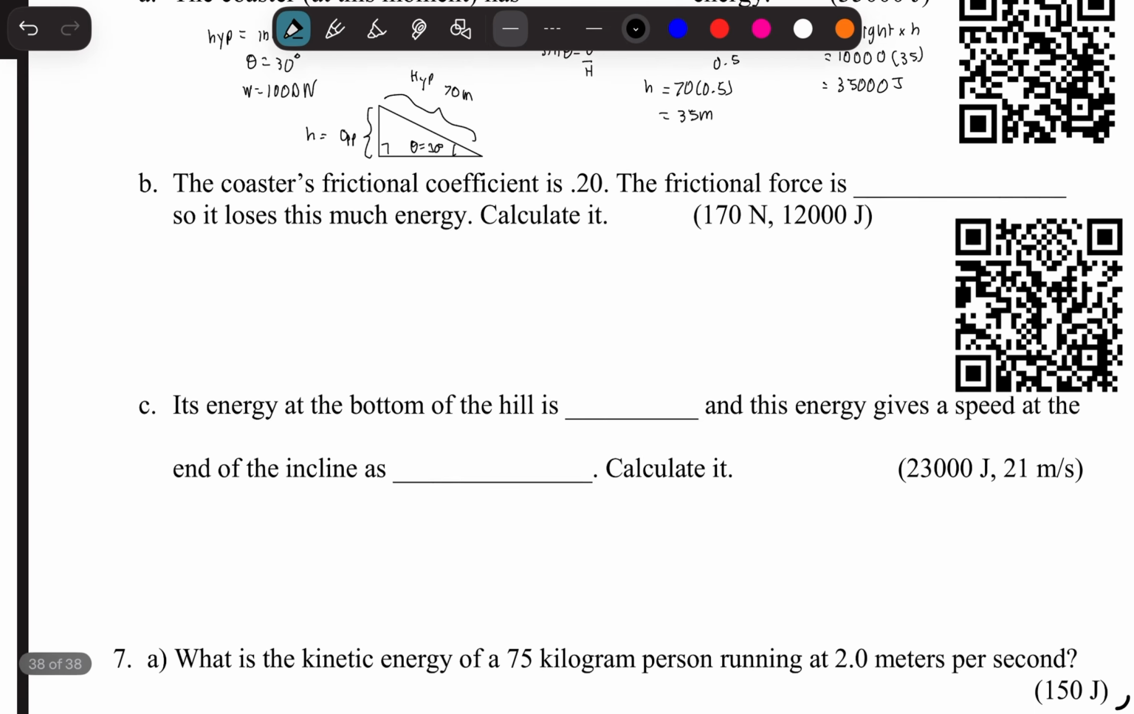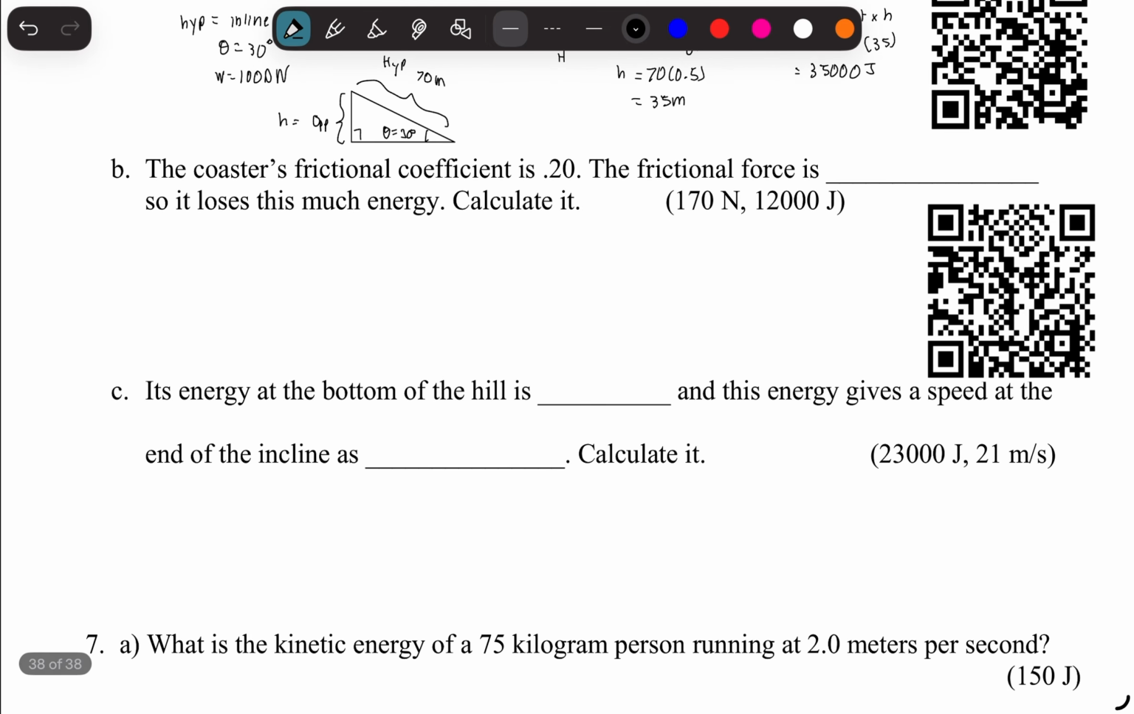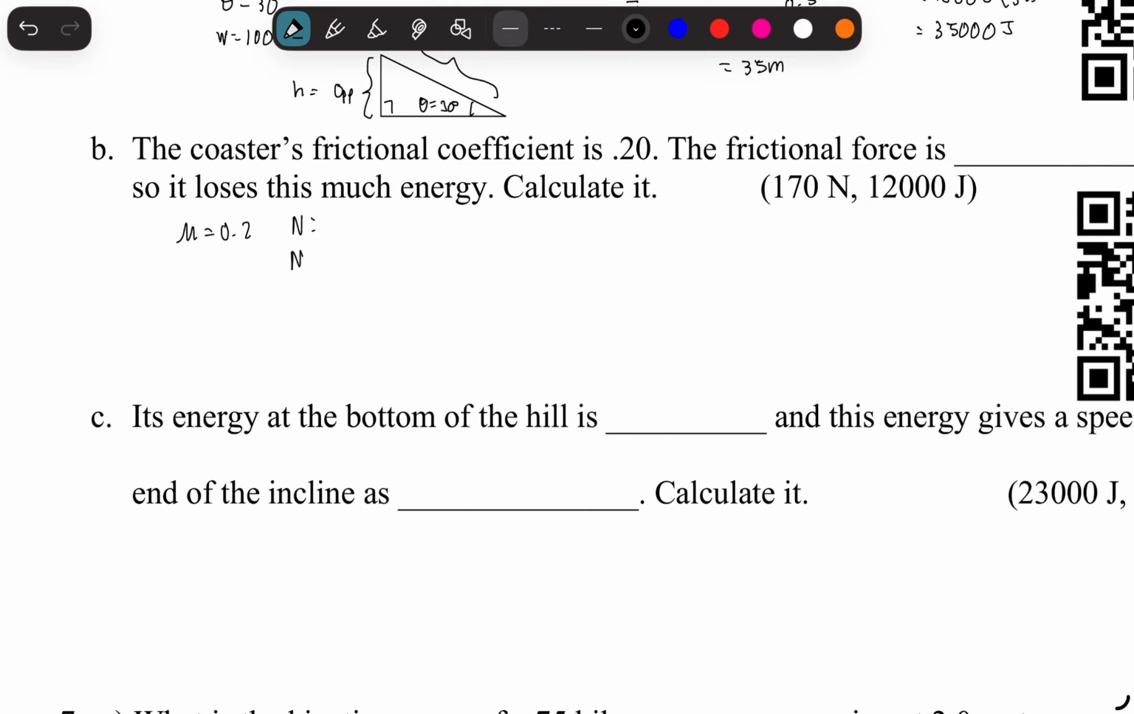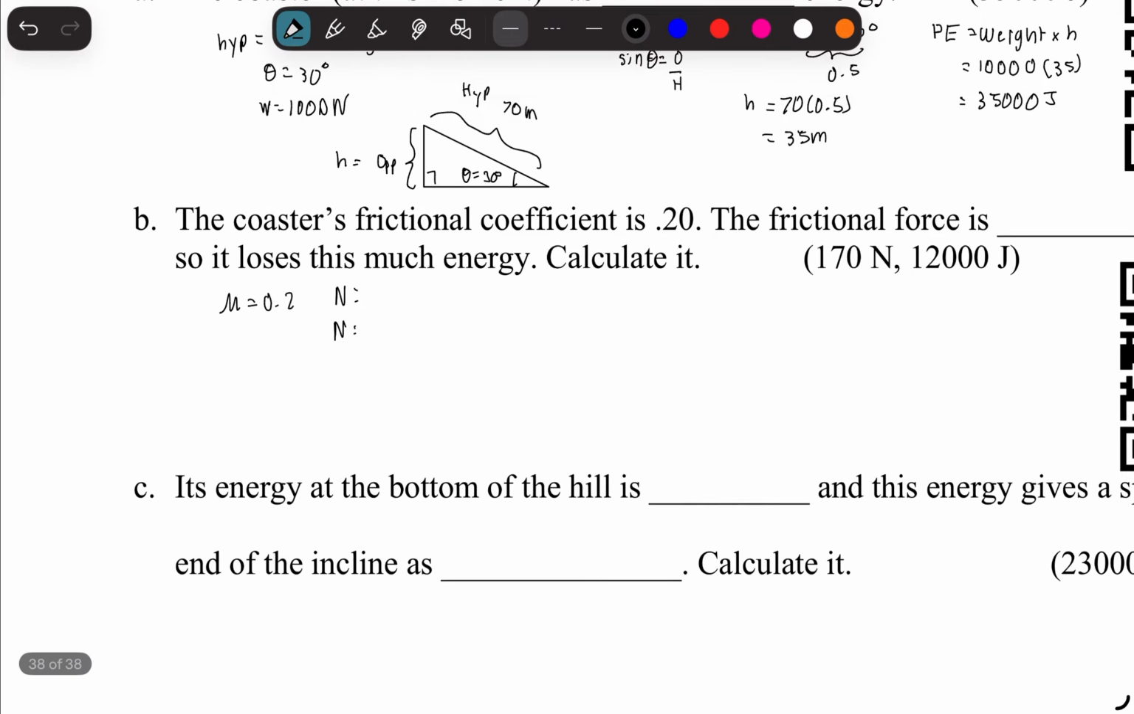Now, the roller coaster's frictional coefficient is 0.2. The frictional force is going to be blank, so it loses this much energy. And we want to calculate this amount of energy. So we know that the coefficient is equal to 0.2. But first, before we are able to find the energy, we have to find what the normal force is. So we're going to find N. So N is going to be equal to the weight component that is perpendicular to the incline.